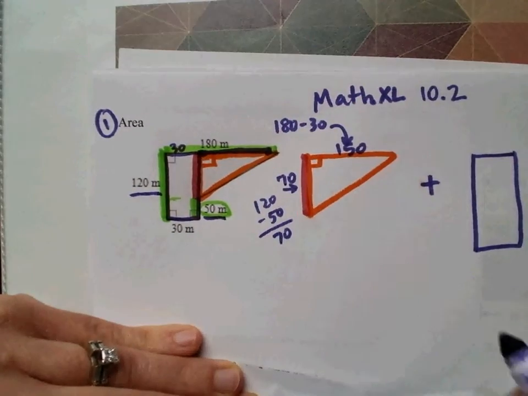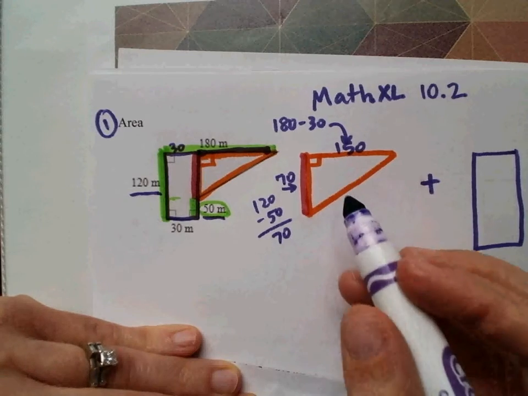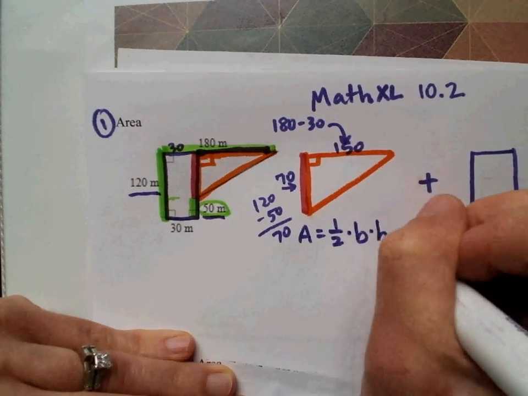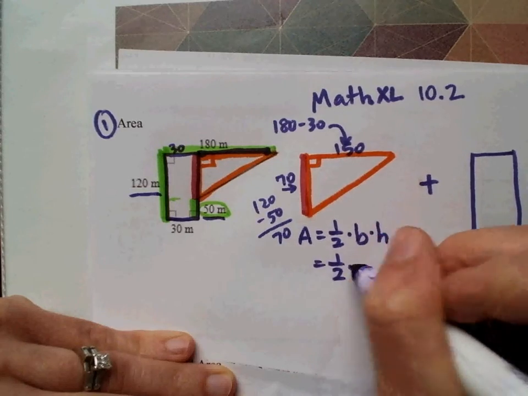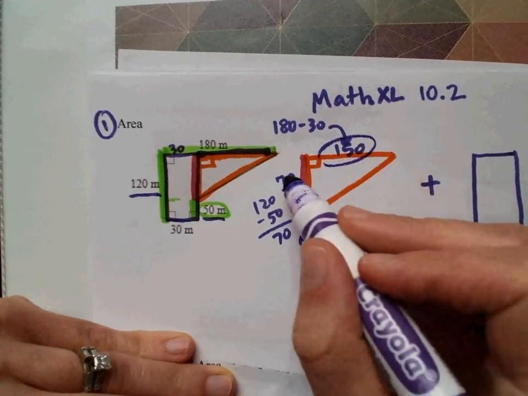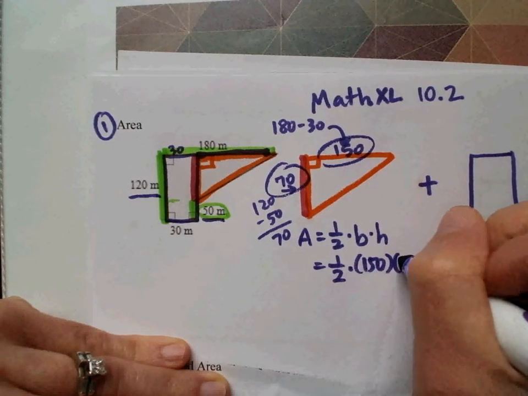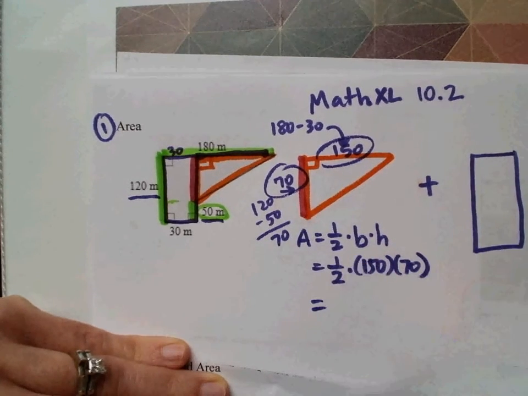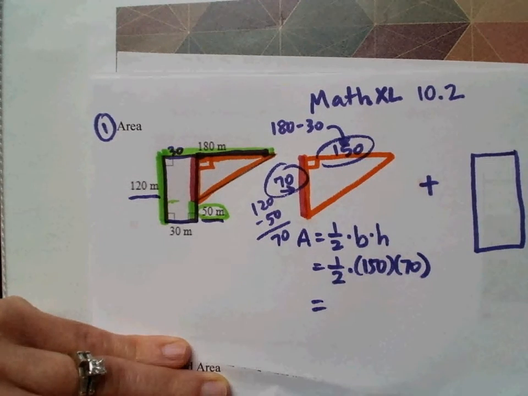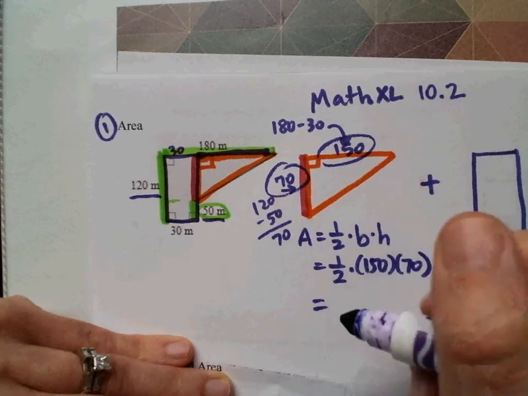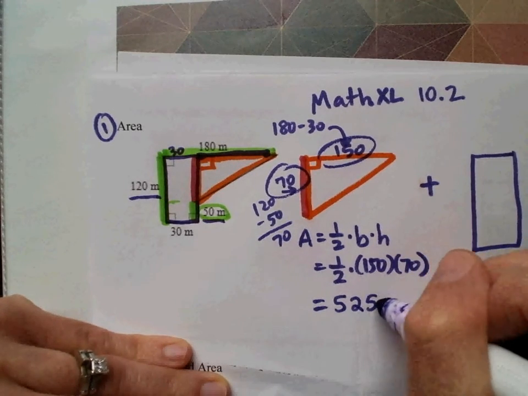All right, that's enough information for the triangle because I know area of a triangle is equal to 1/2 times base times height. So 1/2, the base and the height of the triangle is this 150 and 70. So you would do 150 times 70 and then divide by 2 or times by 1/2. Remember, if you don't have a fraction button on your calculator, you can do 0.5, and you get 5250 for that one.